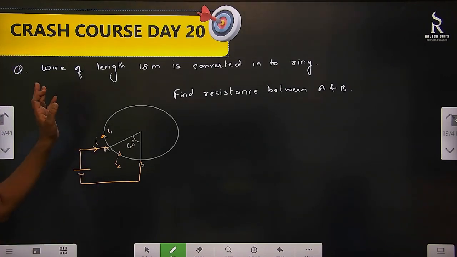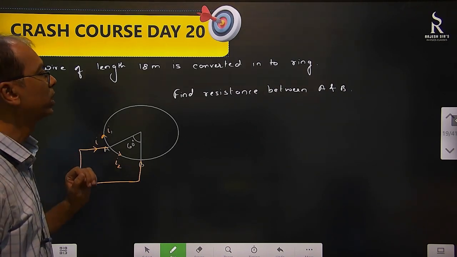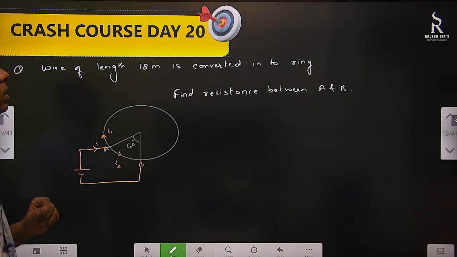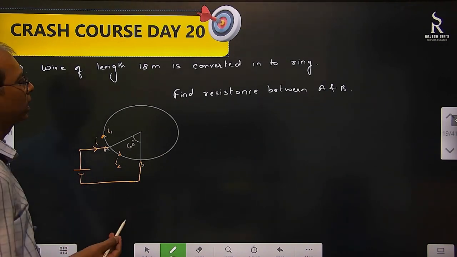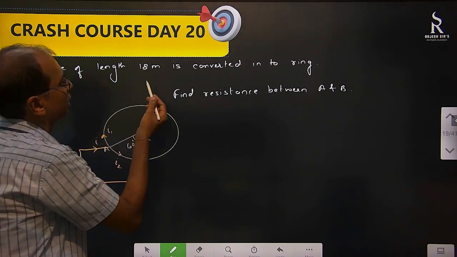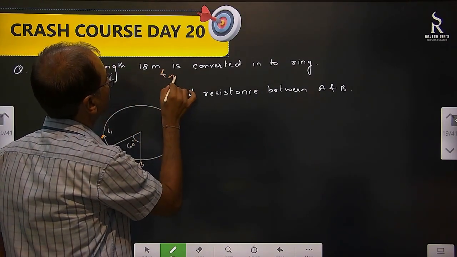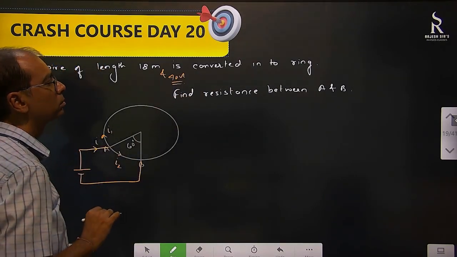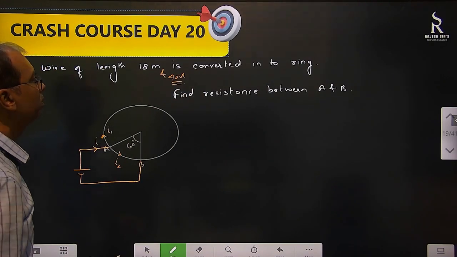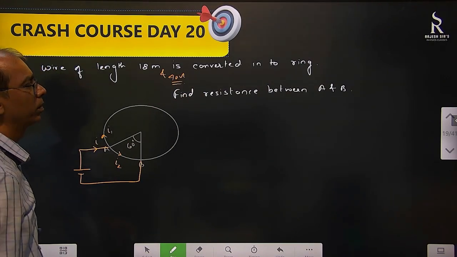What are the resistances? Wire of length 18 meter is converted into ring. Find resistance between AB. So its resistance actually is not given. So let's assume that wire of length 18 meter is converted into ring. How much resistance shall we take? We can take anything, like 40 ohm. 40 is okay. So 18 meter wire has resistance 40 ohm.